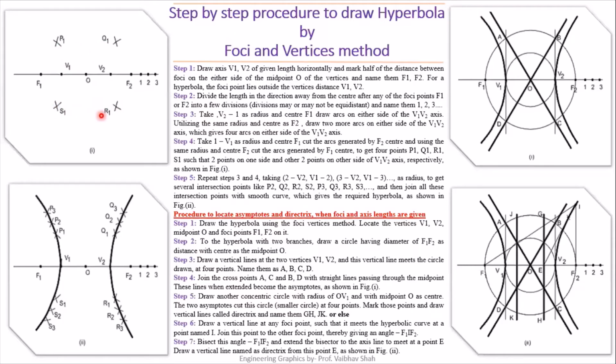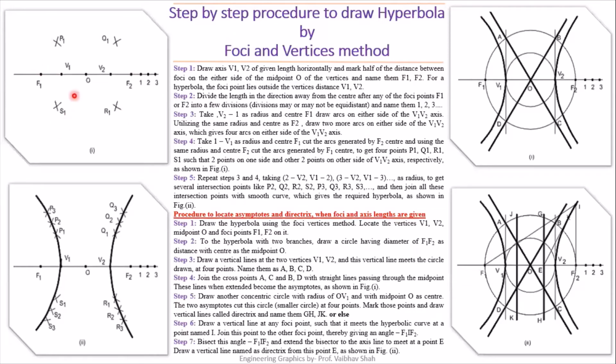Now, we have to repeat this procedure for more points. Like in the next step, we'll be taking the distance of V2 till 2. We have to make one arc from F2 above and below F2, and from F1 center above and below F1 center.